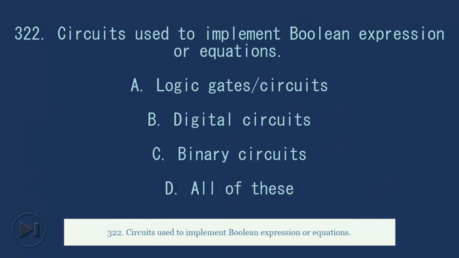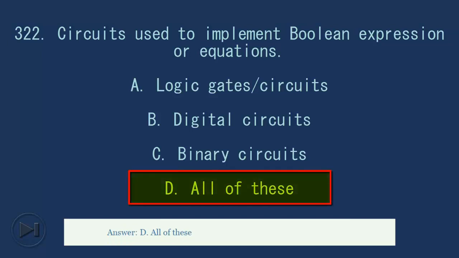322. Circuits used to implement Boolean expression or equations. A. Logic gate/circuits. B. Digital circuits. C. Binary circuits. D. All of these. Answer, D. All of these.